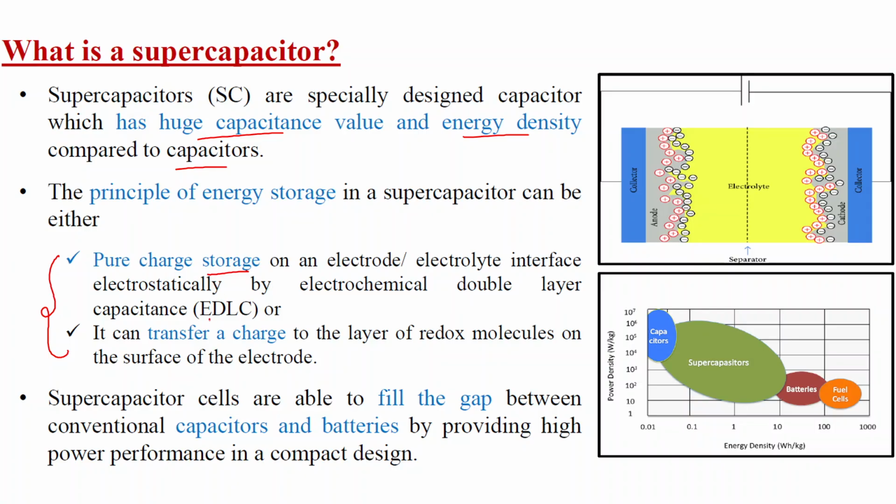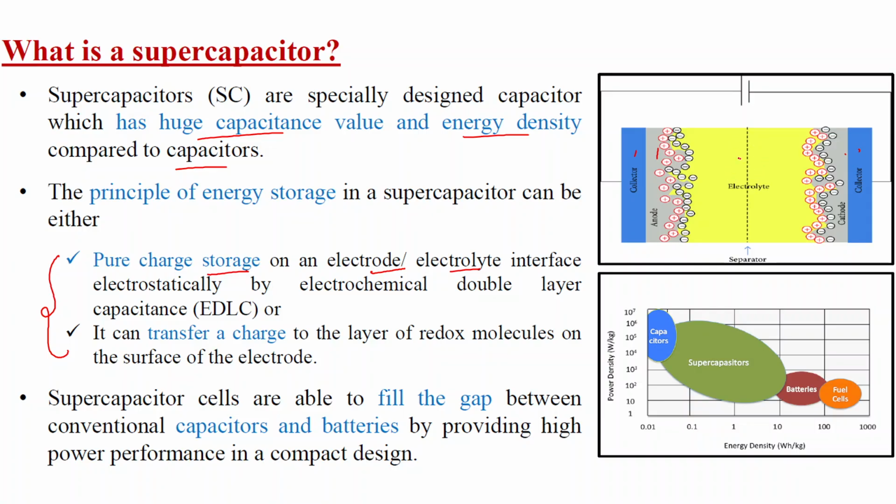The EDLC is basically when charge gets electrostatically attracted at the electrode-electrolyte interface by electrochemical double layer capacitance. Suppose there are two electrodes, anode and cathode. This is the collector, and these are the anode and cathode. This is the electrolyte, which consists of various ions. So if we apply potential to these electrodes, then what happens? This is the anode.